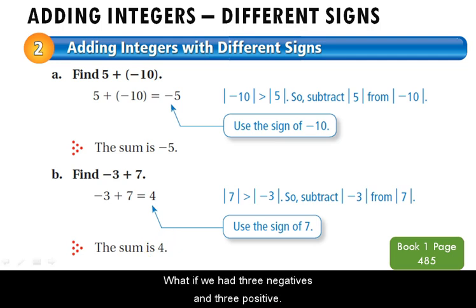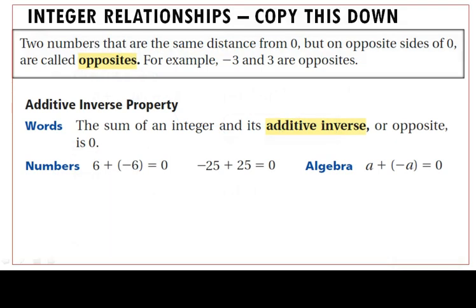What if we had 3 negatives and 3 positives? Or what if we had 10 positives and 10 negatives combined? What will happen? Let's take a look. Go ahead and copy this rule down.